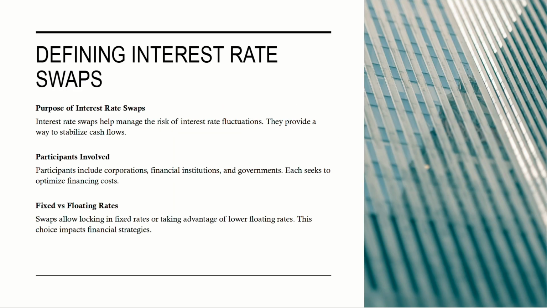Defining interest rate swaps. Purpose of interest rate swaps. Interest rate swaps help manage the risk of interest rate fluctuations. They provide a way to stabilize cash flows. Participants involved. Participants include corporations, financial institutions, and governments. Each seeks to optimize financing costs. Fixed versus floating rates. Swaps allow locking in fixed rates or taking advantage of lower floating rates. This choice impacts financial strategies.